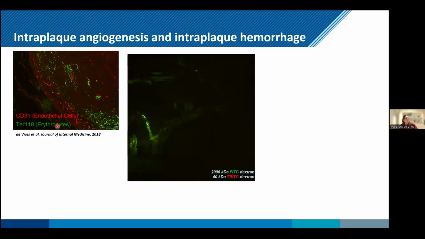We've also demonstrated this in vivo using confocal imaging. We injected these mice with two different forms of dextrans, a 2000 kilodalton FITC-dextran that mostly stays in the vessels, and if we have leaky neovessels, the 40 kilodalton TRITC red dextran would leak out.